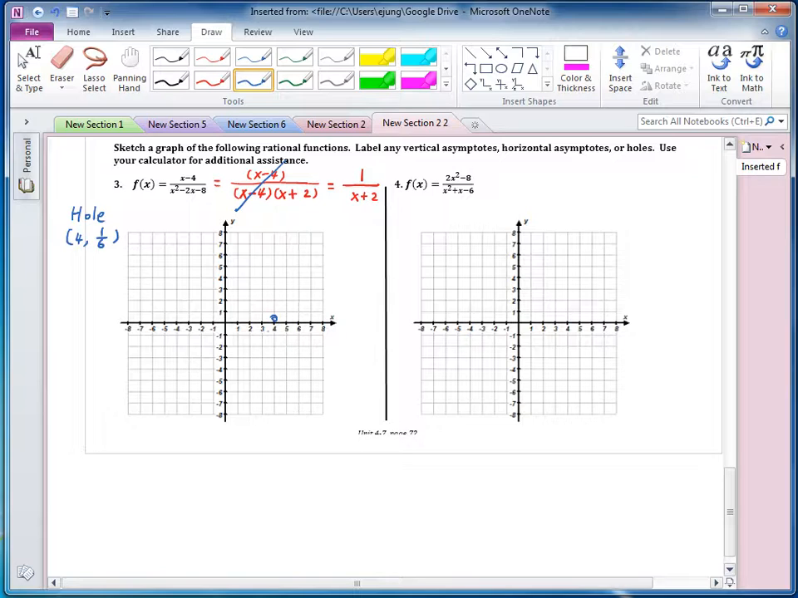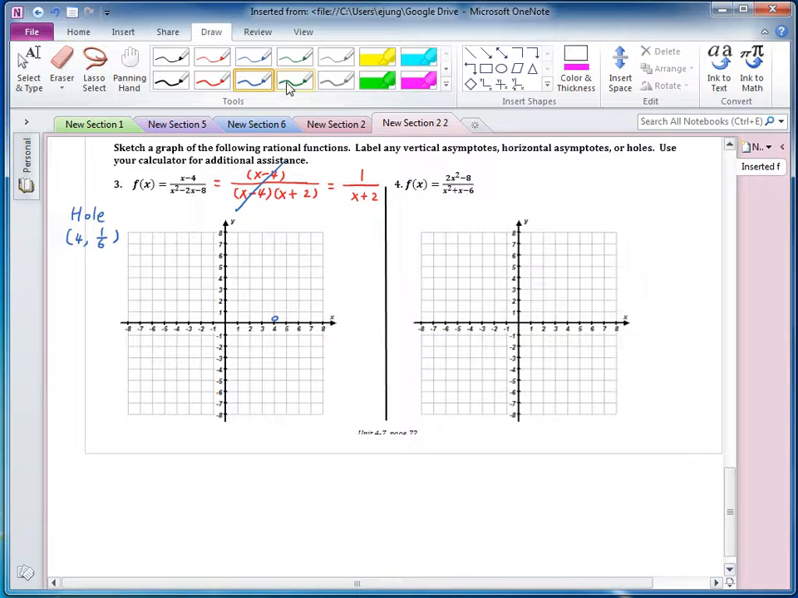Around there, I have a hole, so I graph the hole. Otherwise, I may forget, so let me draw the hole again. 4 and 1 over 6 is a very small number near 0. I have a hole, I exaggerated.